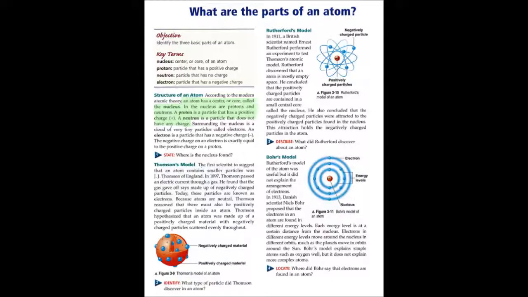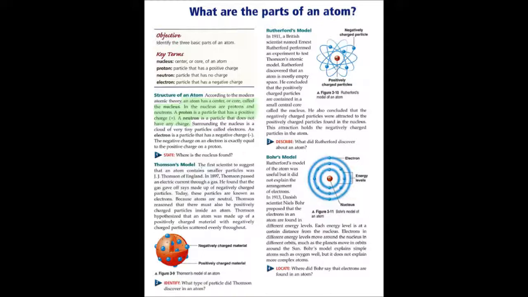What are the parts of an atom? Objective: identify the three basic parts of an atom. Key terms: nucleus, center, or core of an atom; proton, particle that has a positive charge; neutron, particle that has no charge; electron, particle that has a negative charge.